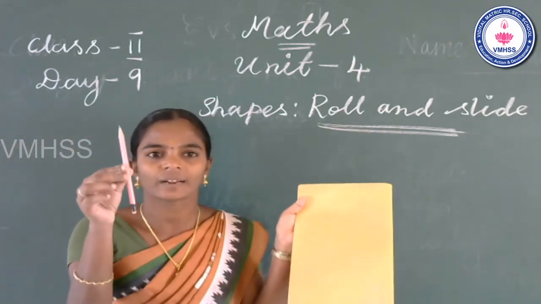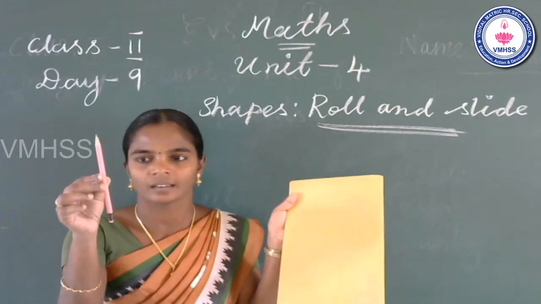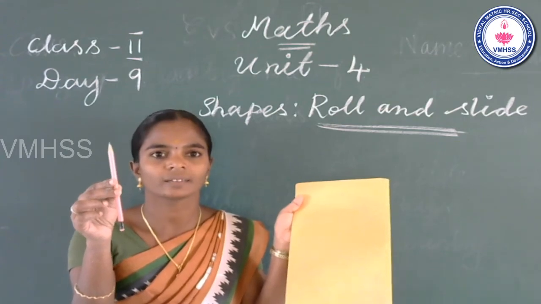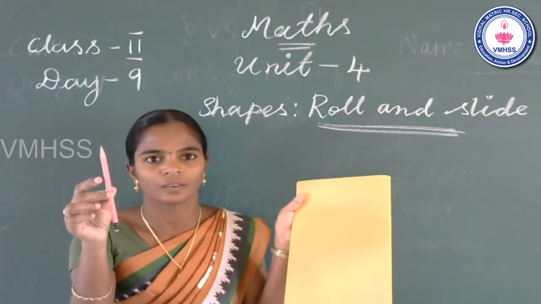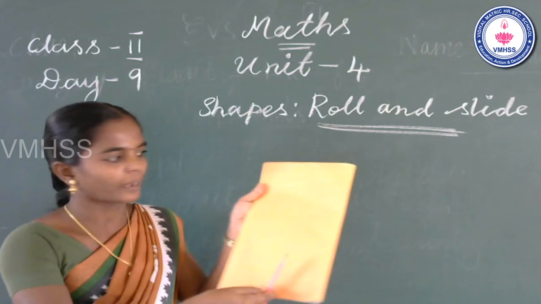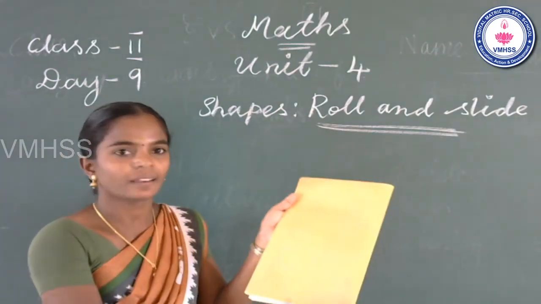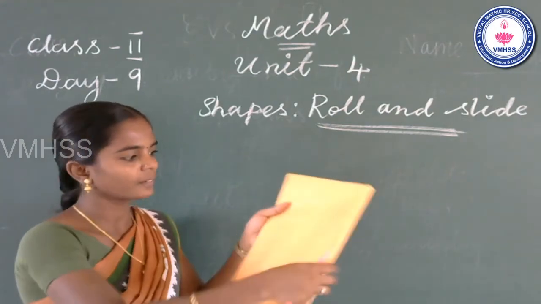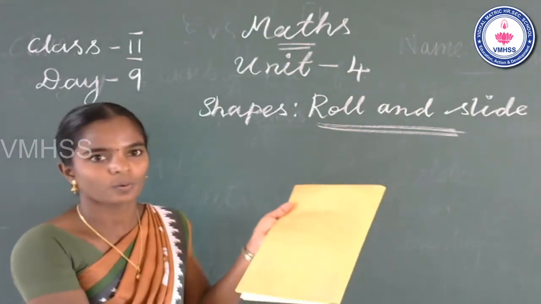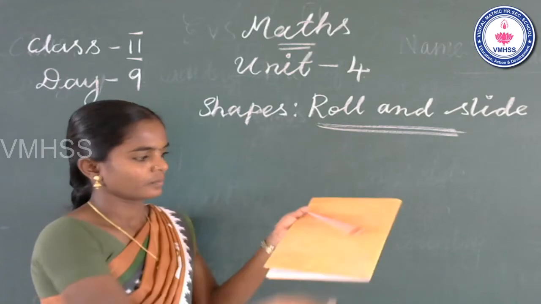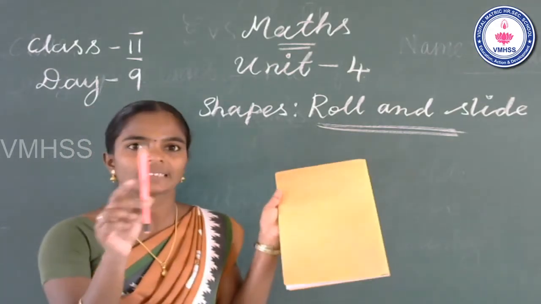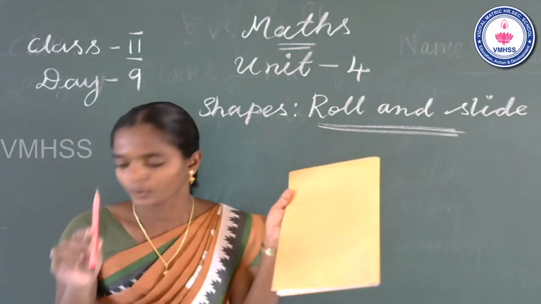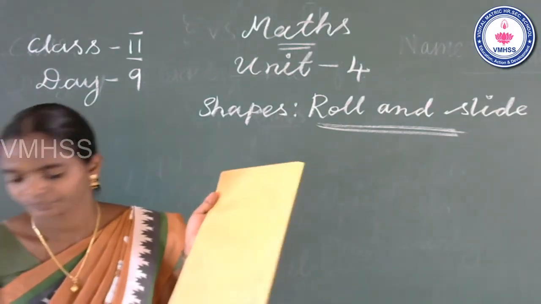Students, what is this? Pencil. Is this face curved or flat? Curved. Students, listen to me. So this pencil rolls. Children, once again, roll. This is a curved face, so it will roll. See the next one.